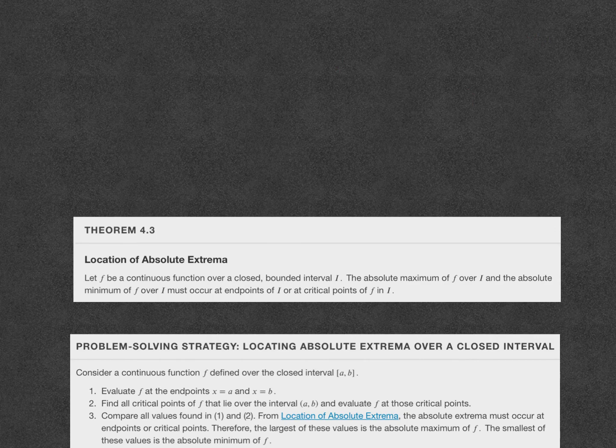Now we get to the meat of the section. What we just talked about was all build-up leading to this. How do we find absolute extrema over a closed interval? First, the theorem states that if I have a continuous function over some bounded interval I, the absolute maximum and the absolute minimum must occur either at the endpoints or at the critical points. That's what we're going to do in the last couple examples. We're going to find absolute extrema, absolute max, absolute min, over a closed interval.